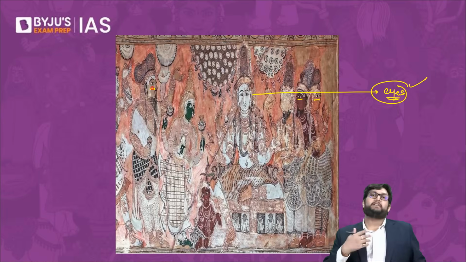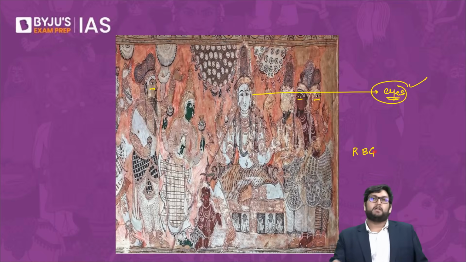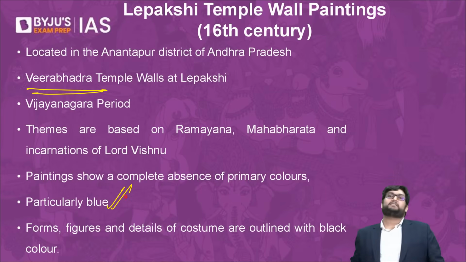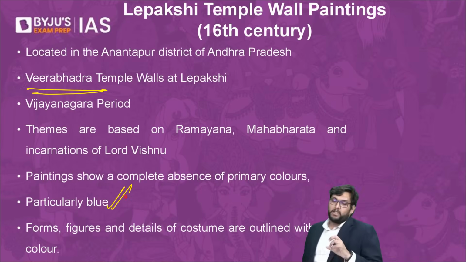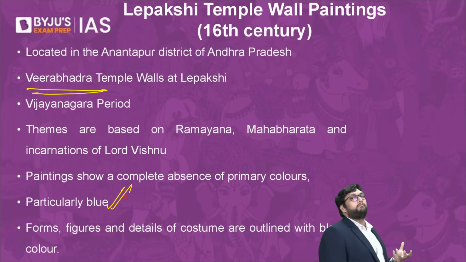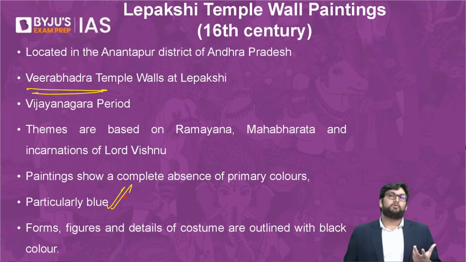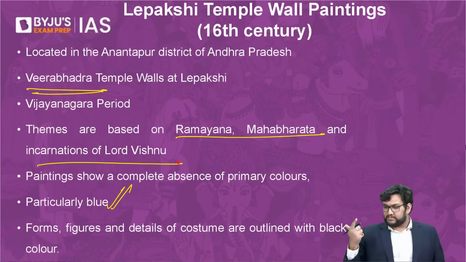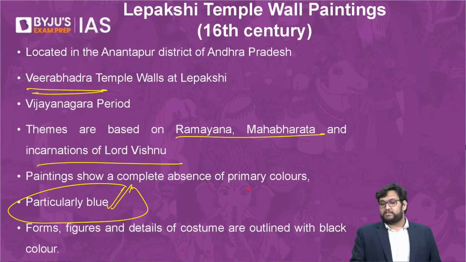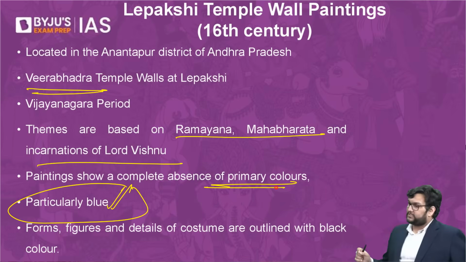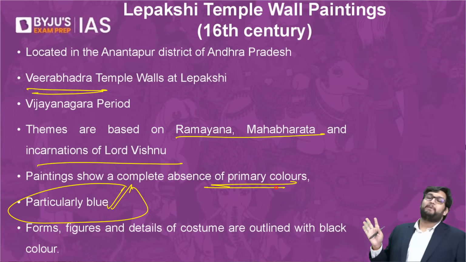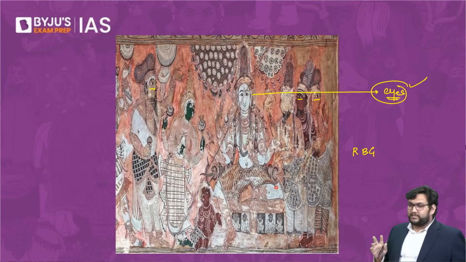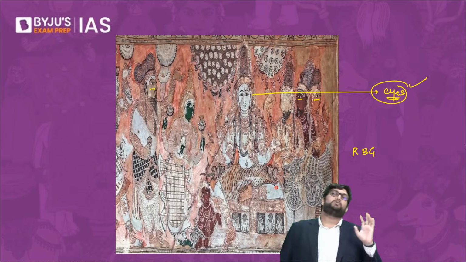But what is more interesting about Lepakshi is that, for some reason, they don't use primary colors. Primary colors means red, blue, and green. They have a very interesting concept where they mostly avoid using blue. Ramayana, Mahabharata, and the incarnations of Lord Vishnu are represented in these murals. But as soon as you see the absence of primary colors, automatically mark it as Lepakshi, because Lepakshi temple is the only temple where blue is not used quite a lot.